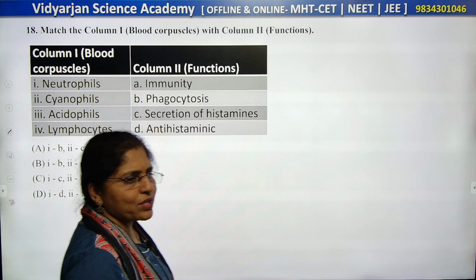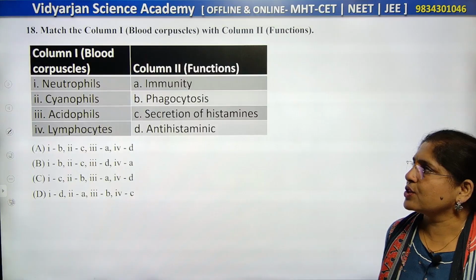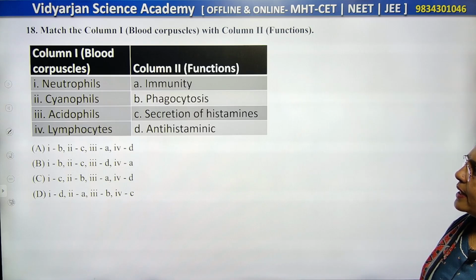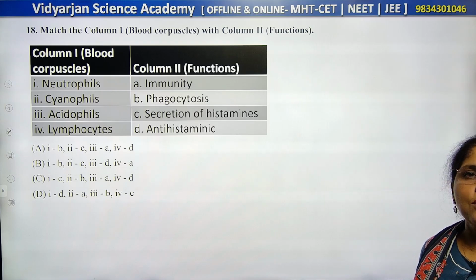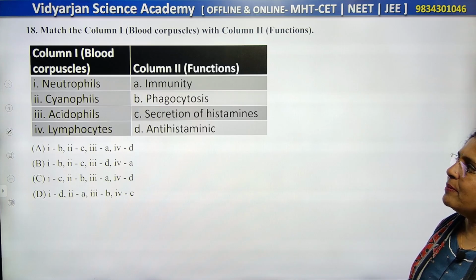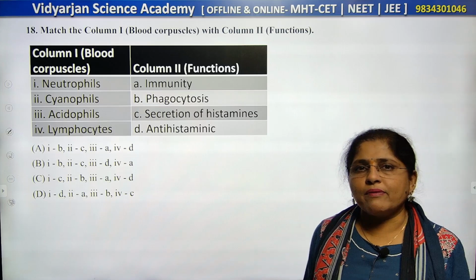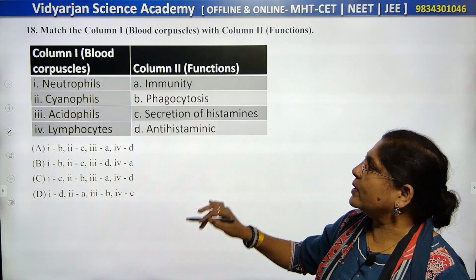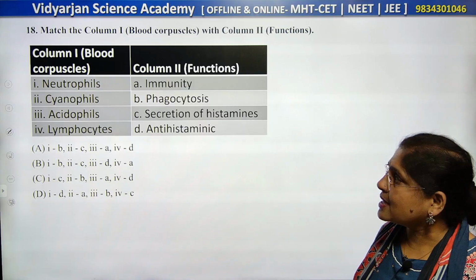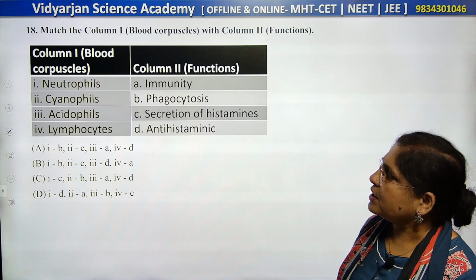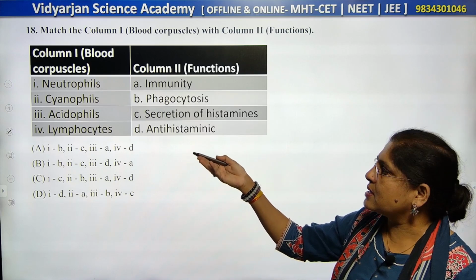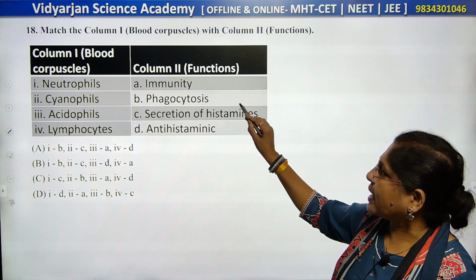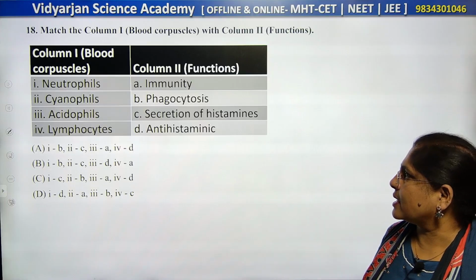Now the next question. See, the next question is of comparison, then choose the correct alternative. Match the following and choose the correct alternative. So column number 1, what is given in column number 1? Column number 1 is giving you the blood cells, right? And column number 2 is giving you the functions. So let us see what is given in column number 1. Neutrophils, cyanophils meaning basophils, then acidophils, then lymphocytes. Column 2: immunity, phagocytosis, secretion of histamines and antihistaminic.